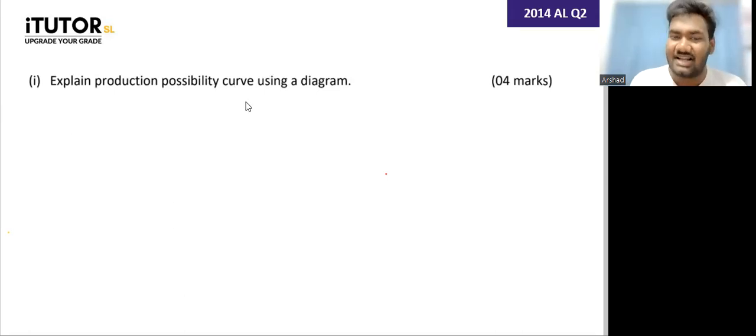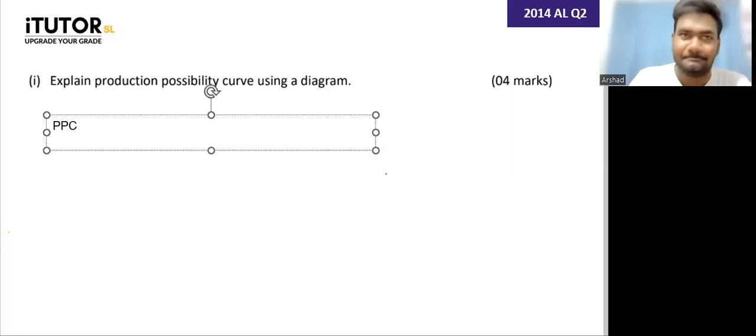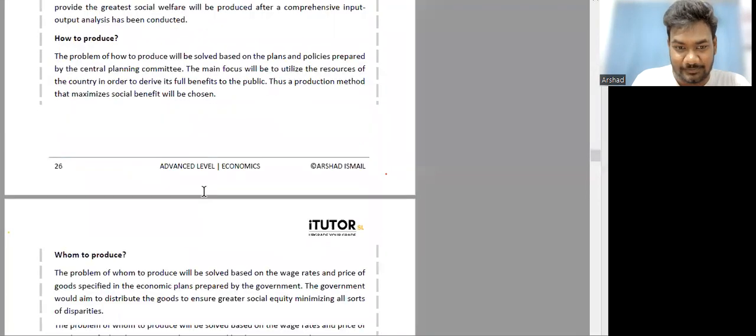Explain production possibility curve using a diagram. They're asking you to explain what is a production possibility curve. So can you all tell me what is a production possibility curve? What are the key points that you should include when talking about a PPC? A production possibility curve shows what? A PPC illustrates, again, let me copy and paste it. What does it illustrate?